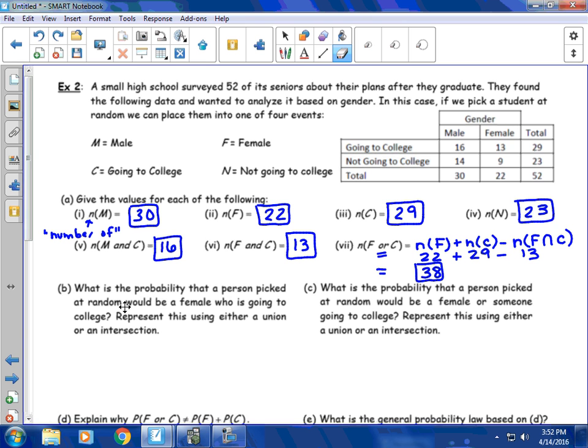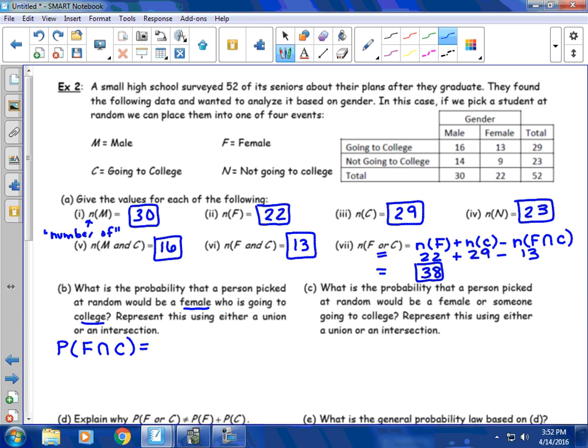All right, part B, now we're going to talk about probabilities. What's the probability that a person picked at random would be a female who is going to college? Represent this using either a union or an intersection. So they are a female, and they're going to college. It's "and," and "and" means intersection. It's the probability of female and intersect college.